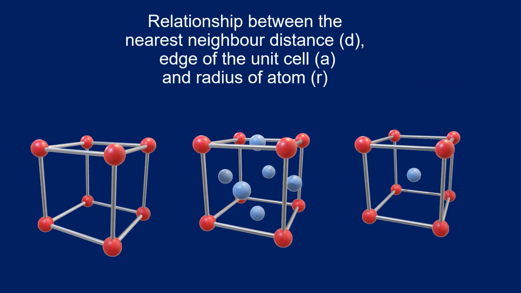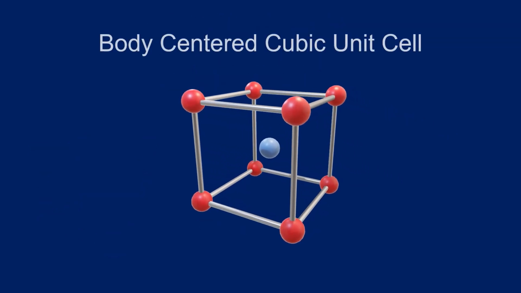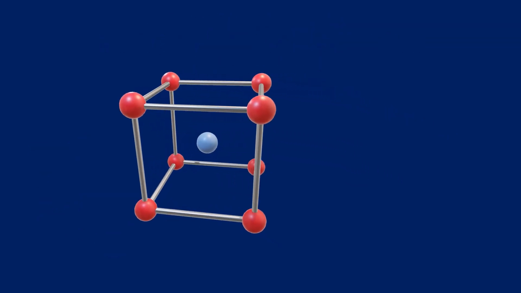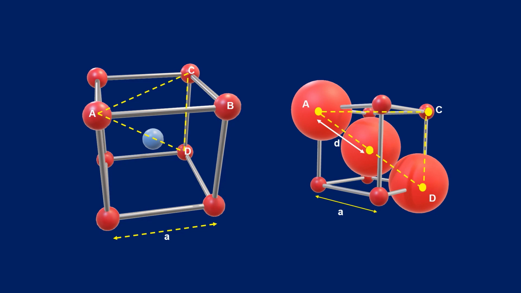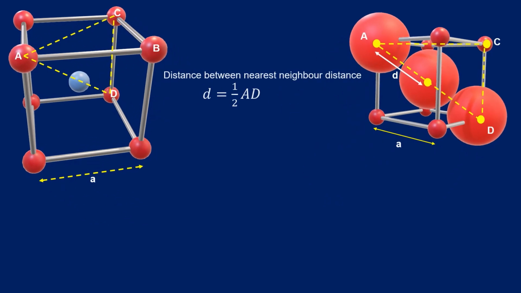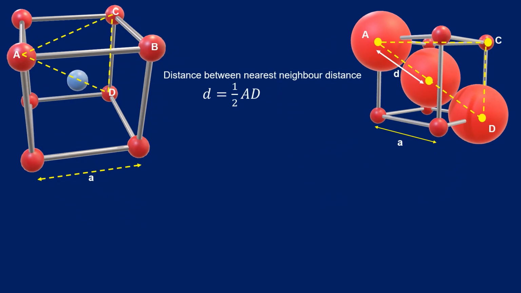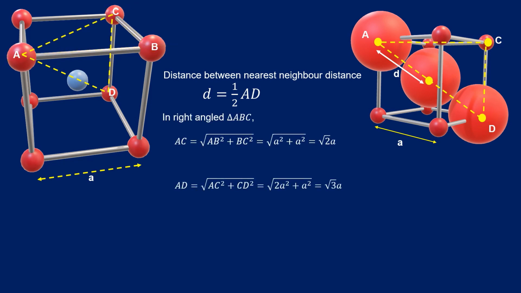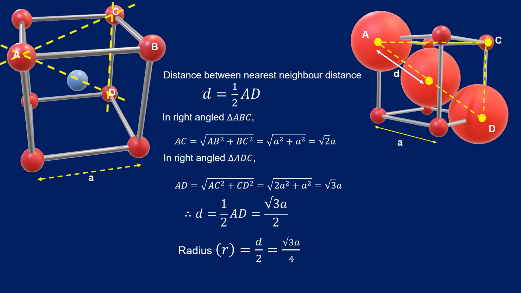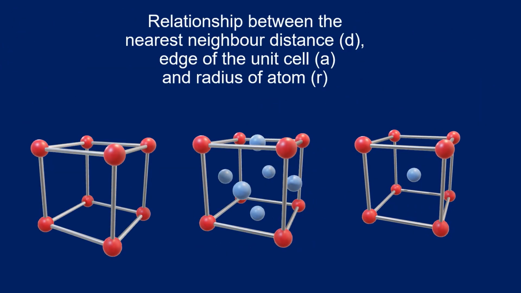For a body-centered cubic unit cell, the nearest neighbor distance d is equal to half of the body diagonal AD. But the length of AD, as we have derived earlier, is √3 a. Thus, d is equal to √3 a/2. Also, since the radius is half of d, the radius r is equal to √3 a/4.